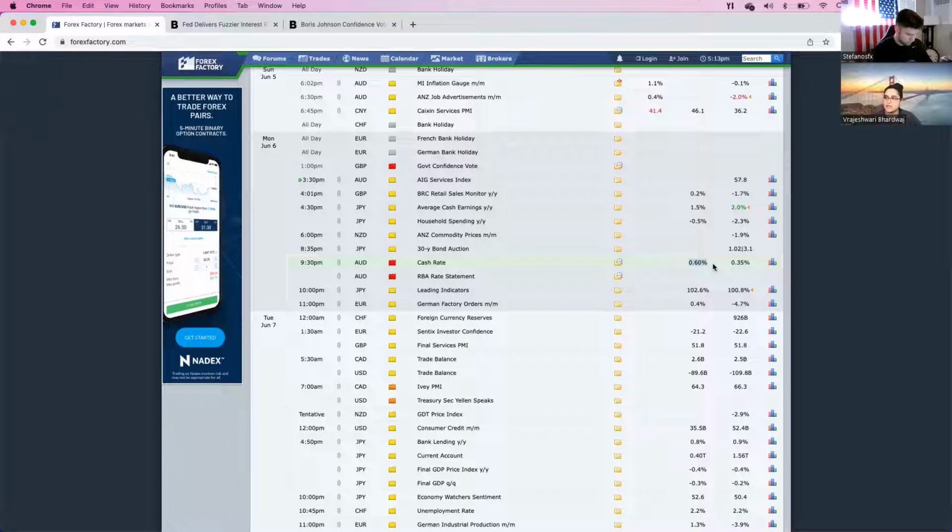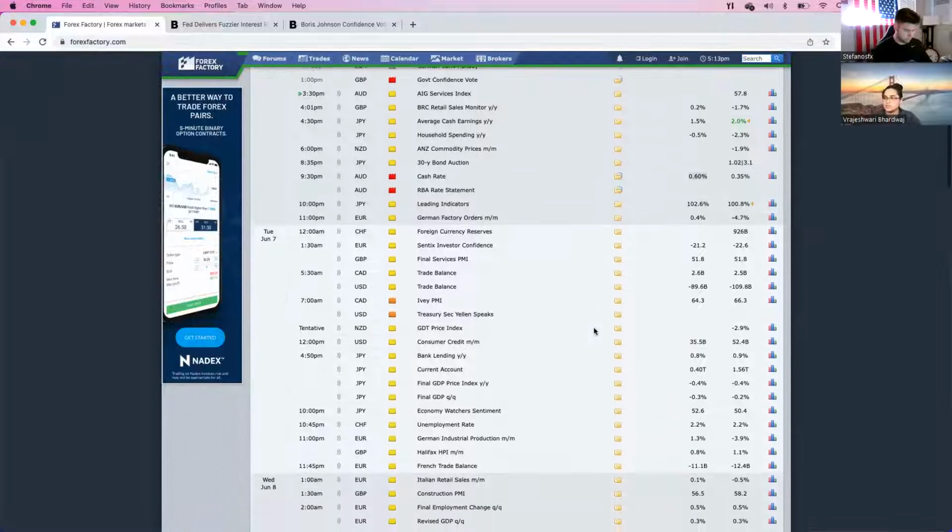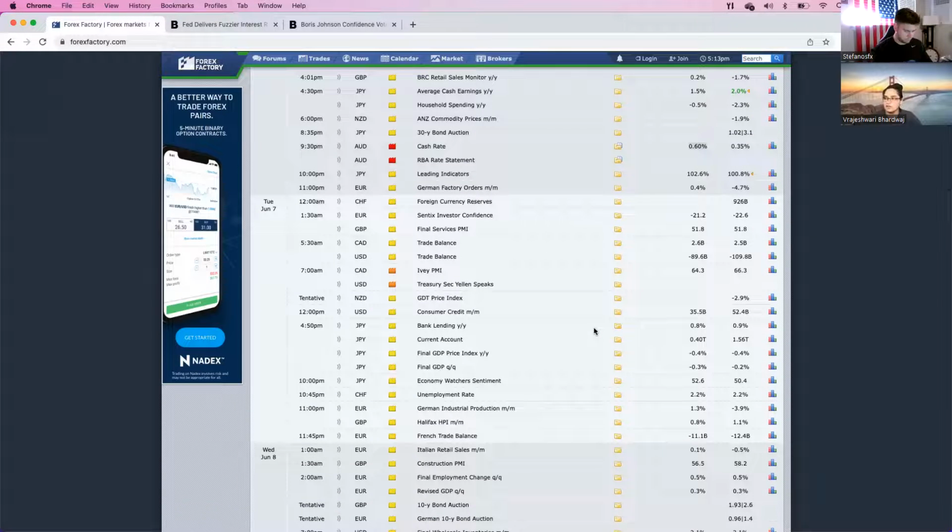Other than that, you have household spending, you have average cash earnings. We already know that the yen overall is weak. So I'm not really expecting massive numbers when it comes to household spending or average cash earnings, anything that we haven't already expected. And then going into tomorrow, you have a little bit of news coming out in London session, where you have the investor confidence from the euro. You also have the final services PMI coming out from the pound, and then just very little news when it comes to New York session.